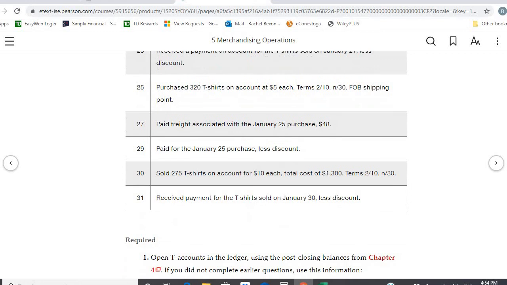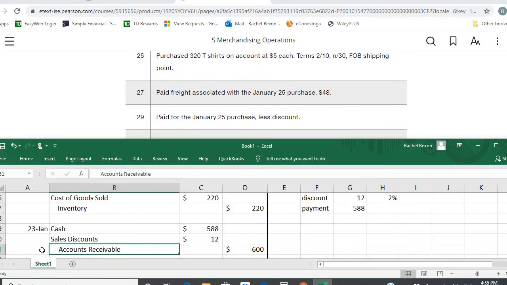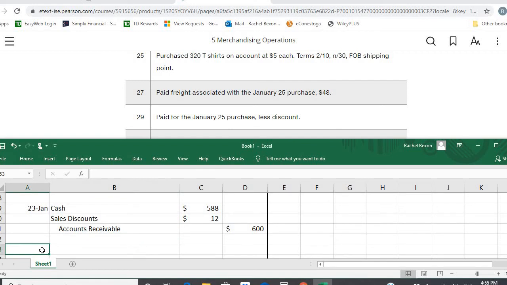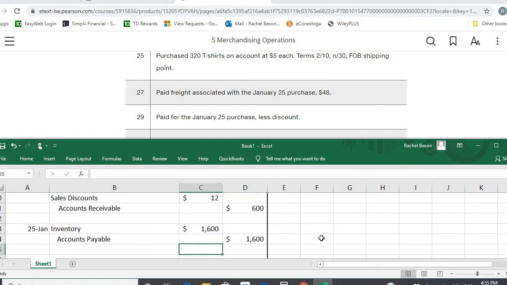We've got a few more transactions left. On the 25th, we buy some more t-shirts. So January 25, we buy them on account. So we're going to have a debit to inventory and a credit to accounts payable. Now I know I have to debit inventory because it's an asset, and that's how assets increase. The amount is 320 shirts times $5. So this is a $1,600 purchase.